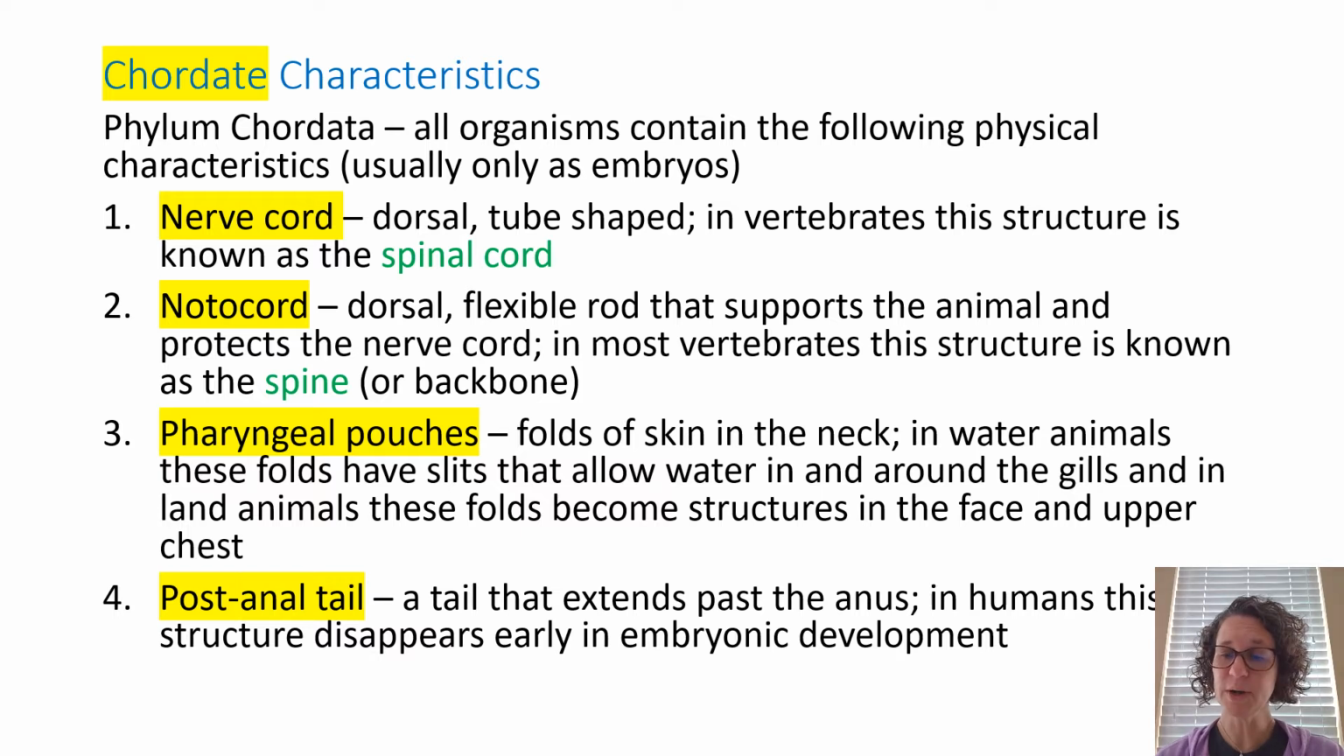Then the last one is a post-anal tail, and this basically just means a tail that extends past the end of the body, or past the end of the digestive system. And in humans and in other animals, some of the great apes, this is a structure that disappears in early development, like by the time you're 8 weeks old. But because these are the general characteristics, we still are put into phylum Chordata along with all these other animals.